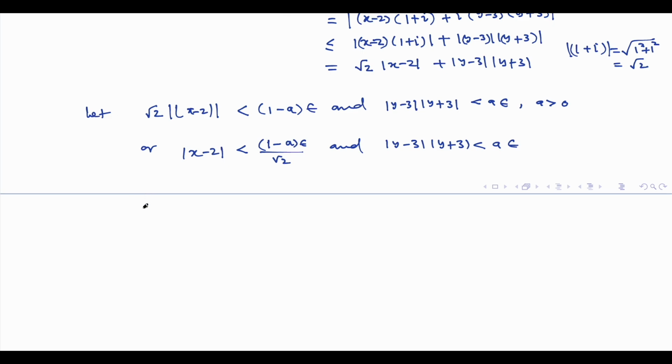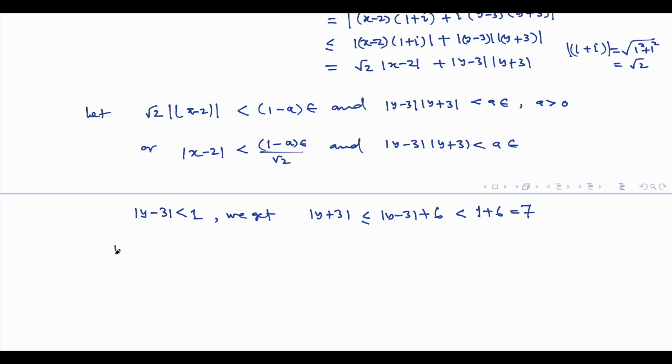Further restricting |y minus 3| to less than 1, right? What do we get? We get |y plus 3| is strictly less than |y minus 3| plus 6. As usual, we have added 3 and subtracted 3, and used the triangular inequality, right? So this is strictly less than 1 plus 6, which is equal to 7, because |y minus 3| is less than 1.